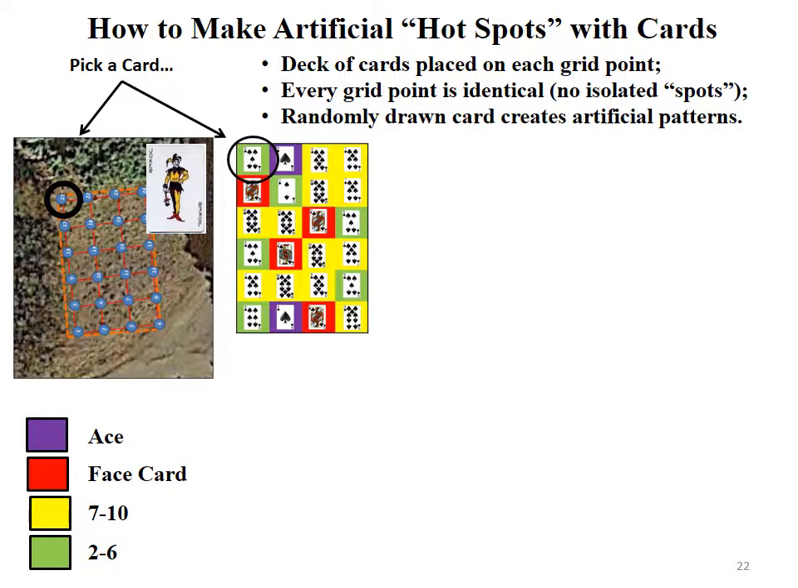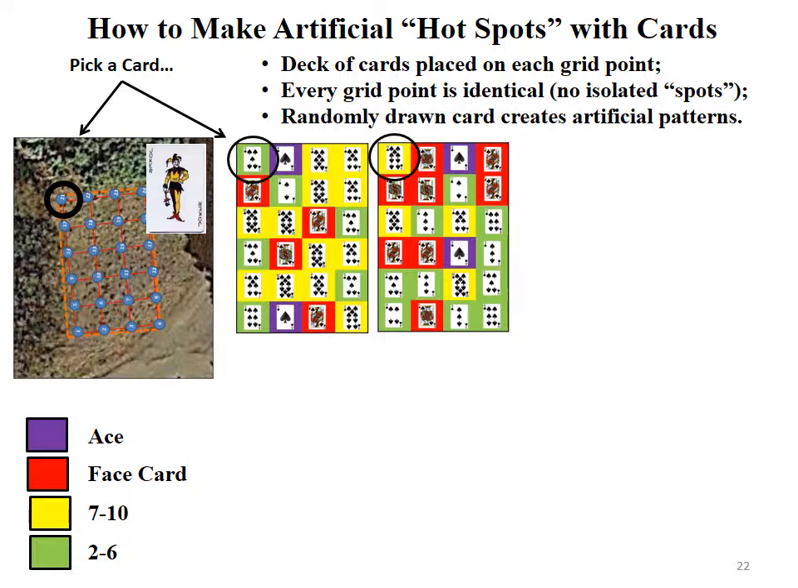Of course, you're going to get some map pattern, but how reliable is that? Let's go back to the same grid points, and now we're going to draw another card and look at the pattern. So now here's the pattern. It looks like we suddenly have more face card contamination, and there's a pocket of face cards seemingly toward the top of the site, the top of the area.